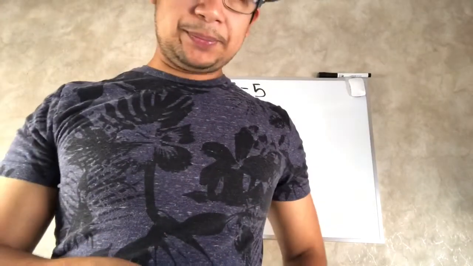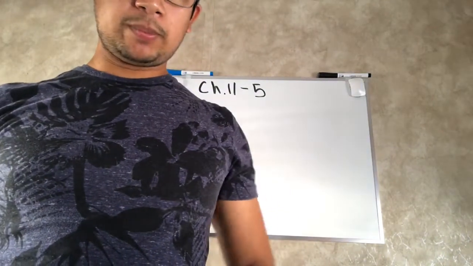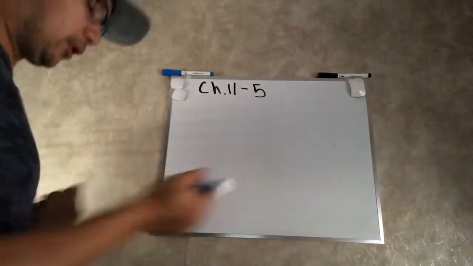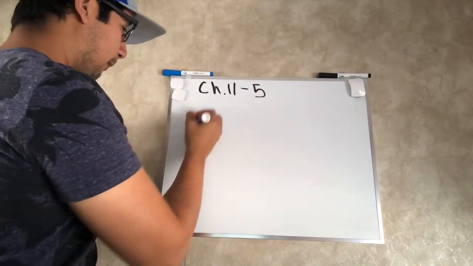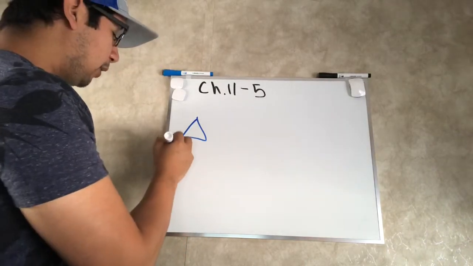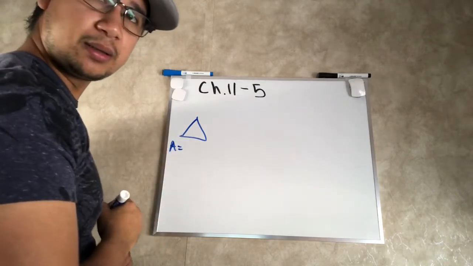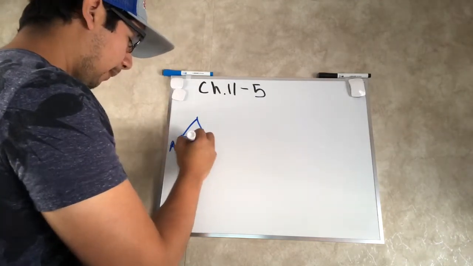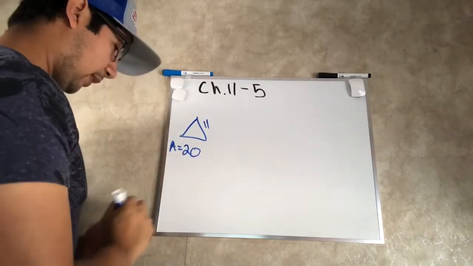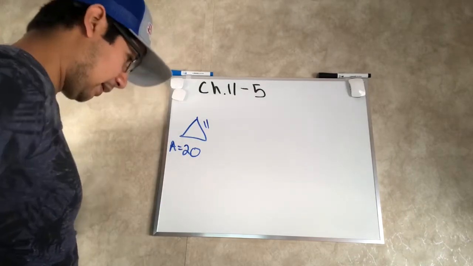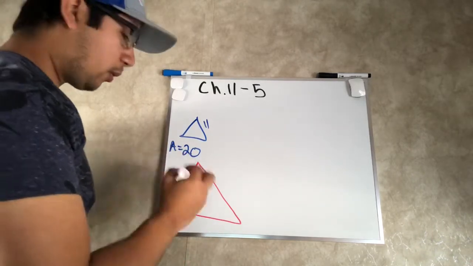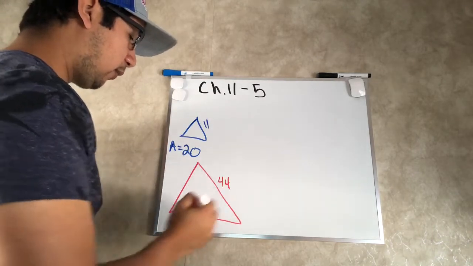Okay, so number 1, it's talking about areas of triangles. So two small triangles. Let me draw a small triangle here. The area of this blue triangle is 20 meters, and one of the sides here is 11 meters. Then we have a bigger triangle. It only gives one of the sides and tells us that one of the sides is 44 meters.